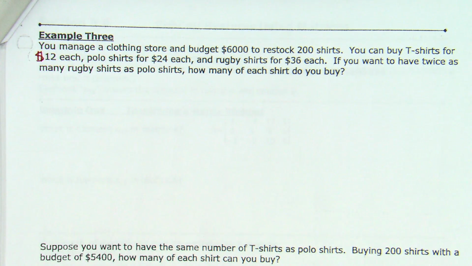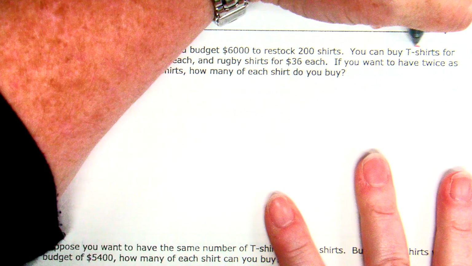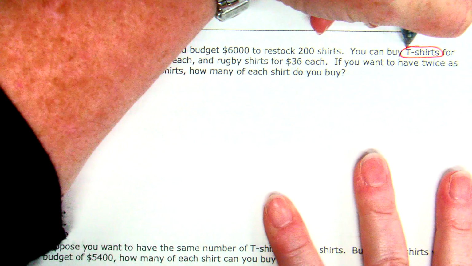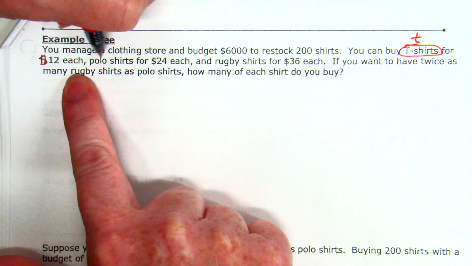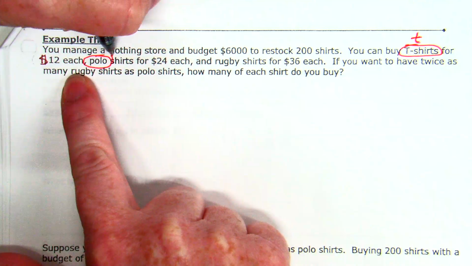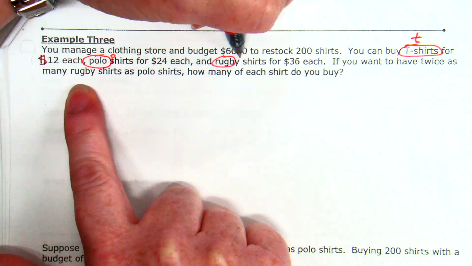Well, of our type of shirts, there were t-shirts. You can call this X, or I'm calling it T. You can call it any letter you want, right? There were polo shirts, which I'm going to call P, and there were rugby shirts. Guess what? I'm calling that R.